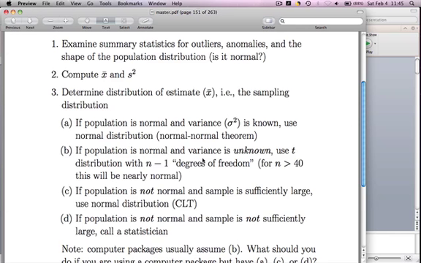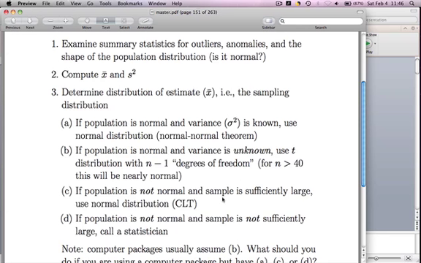However, if the population's normal but the variance is unknown, we're going to use a t-distribution. All right, so remember, the variance is unknown. We have to estimate it from the data with the sample standard deviation s, and that introduces the extra uncertainty, which is why we're using a t-distribution. However, if your sample size is bigger than 40, then the t and the z are about the same, so it doesn't really matter. Okay. A third possibility is that you have a non-normal population, but your sample size is sufficiently large for you to use the central limit theorem, in which case you're going to use the t or the z. I mean, they're about the same.